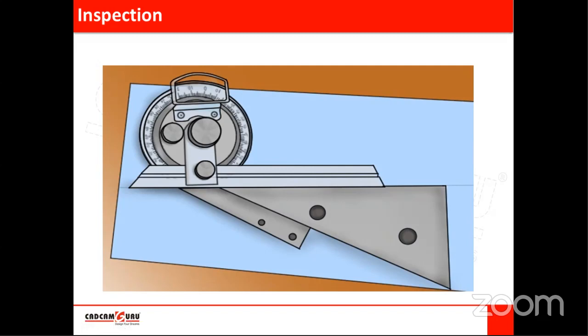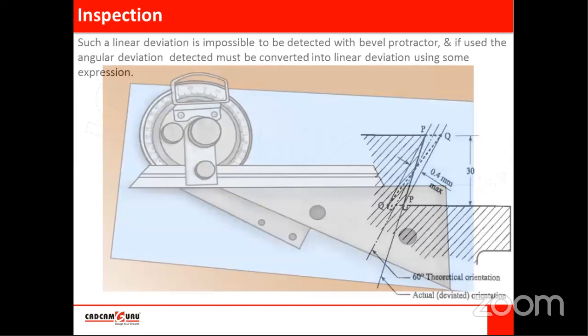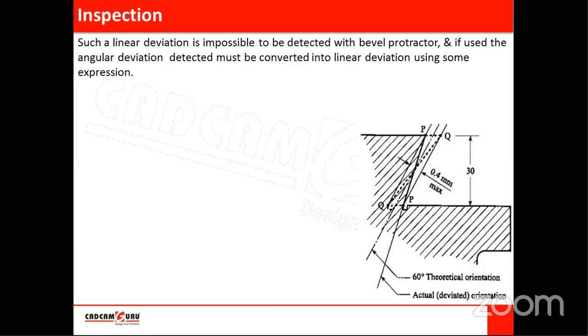Okay, but the value or permissible deviation is mentioned in mm. So that is the important part. Such linear deviation is impossible to detect with a bevel protector. So if we use it, the angular deviation detected must be converted to some linear deviation using some expressions. So how do we convert this angular deviation to linear deviation?